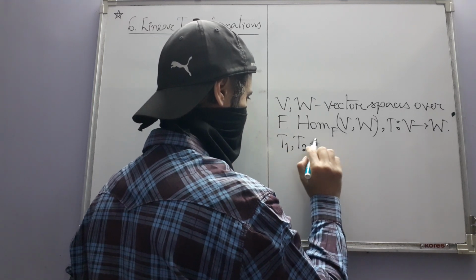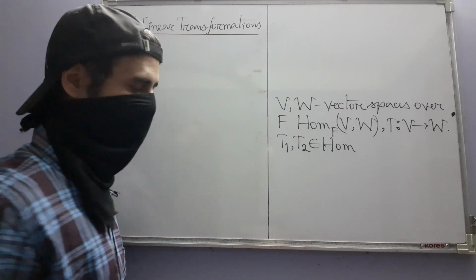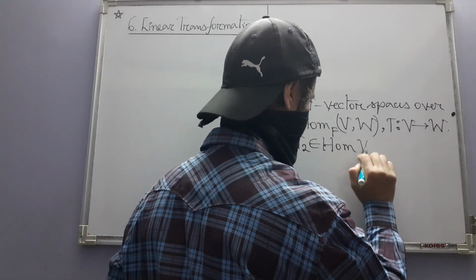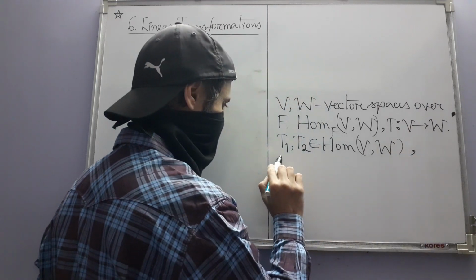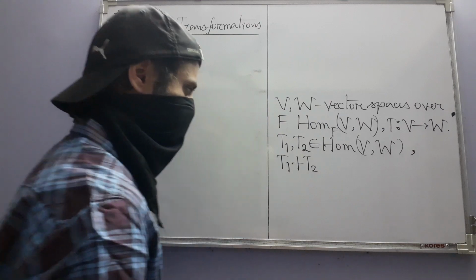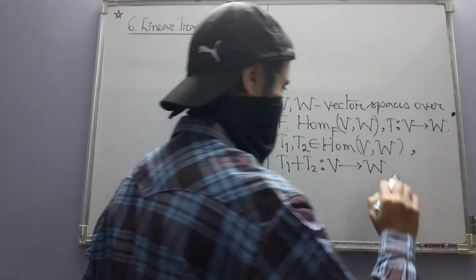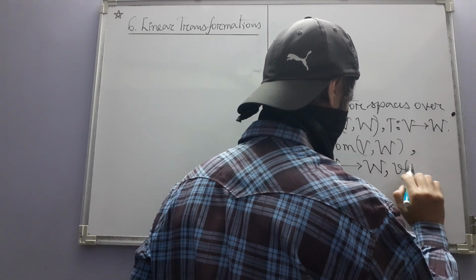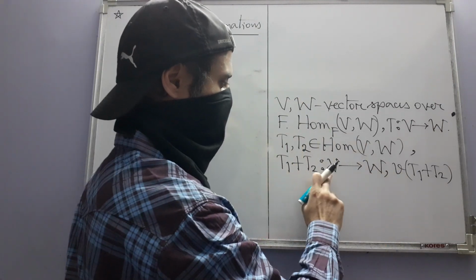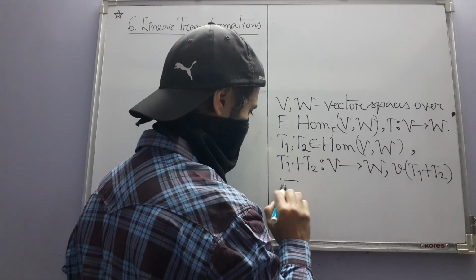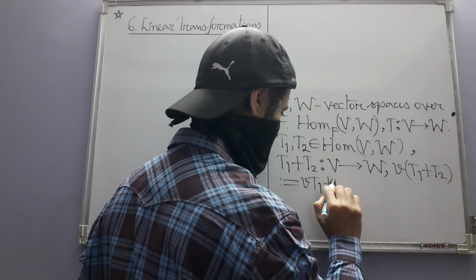Suppose we consider two elements here. For simplicity, we have decided to omit this F. If the underlying field is understood, then we can just not write it. Then for two such elements, we have defined their sum to be that function from V into W whose definition is given like this. If you apply this function on a vector v coming from V, then that is defined to be equal to the T1 image of v plus the T2 image of v.